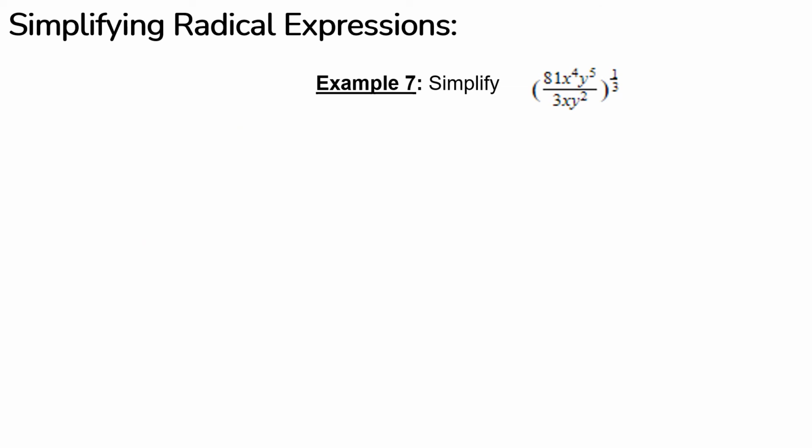Okay, so let's look at this last example here before you try a few on your own. So we have a fraction with a rational exponent. The first thing we want to do is simply simplify the numbers by dividing. So let's simplify this fraction. We have 81 divided by 3. That is just 27.